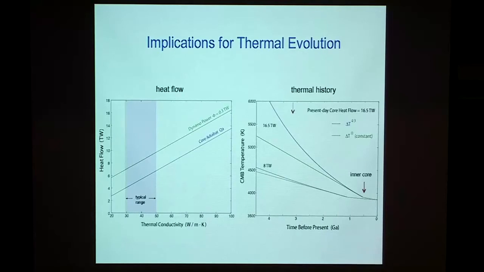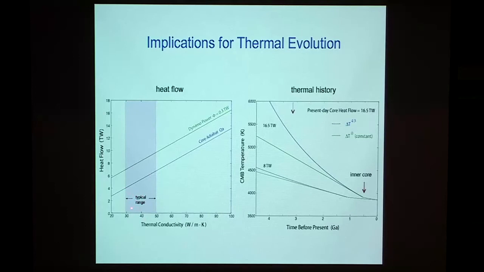Okay, so here's just an example of what the consequences are. What I'm looking at is the heat flow as a function of the value that you assume for thermal conductivity. I've written the typical values. This is from a Goldschmidt meeting from a few years ago. I knew that this result was coming, so I anticipated and went out to 100, right? But these were sort of the typical ranges.